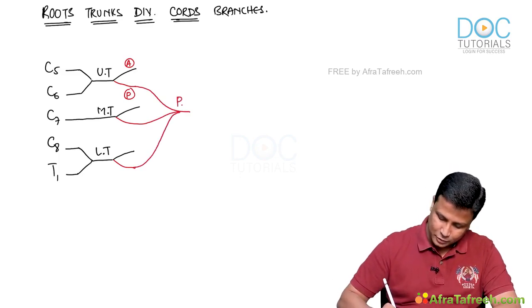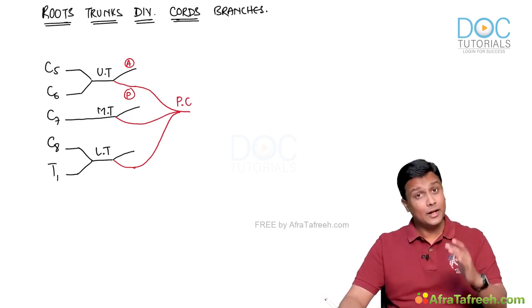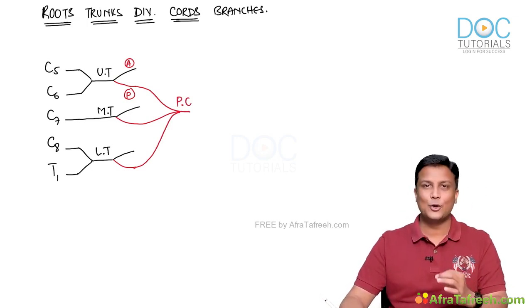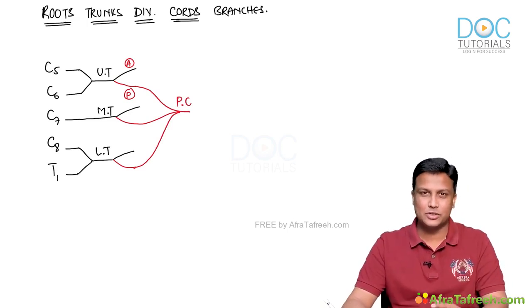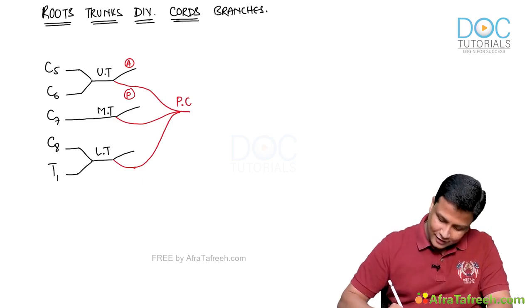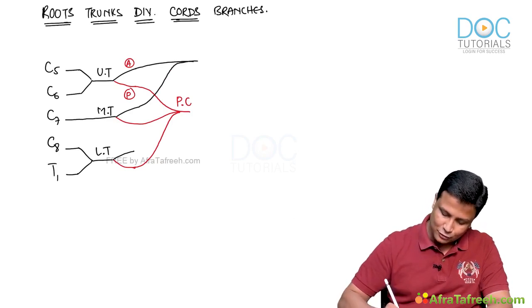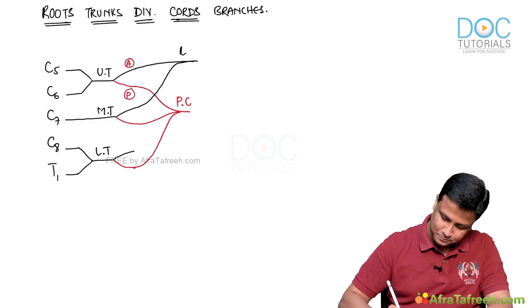Combine all the 3 posterior divisions. First, what you're going to do? Combine all the 3 posterior divisions together, it is going to form your posterior chord. Then, the anterior division of the upper trunk and the anterior division of the middle trunk, these two will combine together to form your lateral chord.